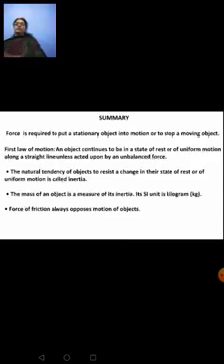Okay. So what we have learned today? We have learned that force is required to put a stationary object into motion or to stop a moving object. First law of motion states that an object continues to be in its state of rest or of uniform motion along a straight line unless acted upon by an unbalanced force. The natural tendency of an object to resist a change in the state of rest or of uniform motion is called inertia. The mass of an object is a measure of its inertia. Its SI unit is the kilogram. Force of friction always opposes motion of objects.